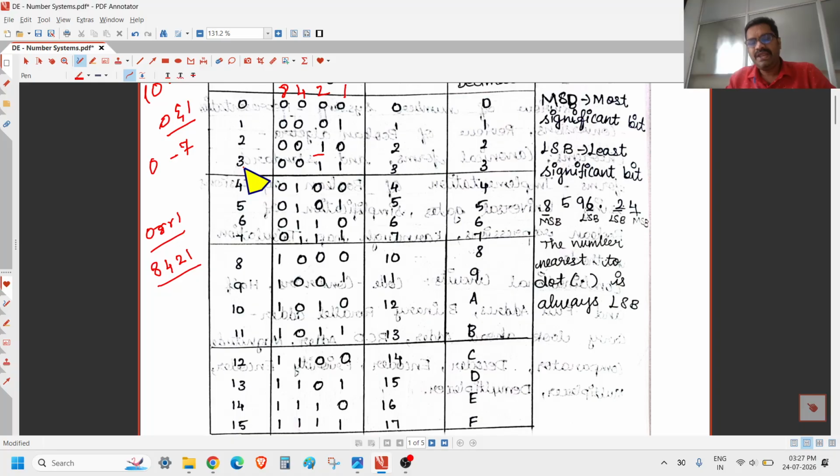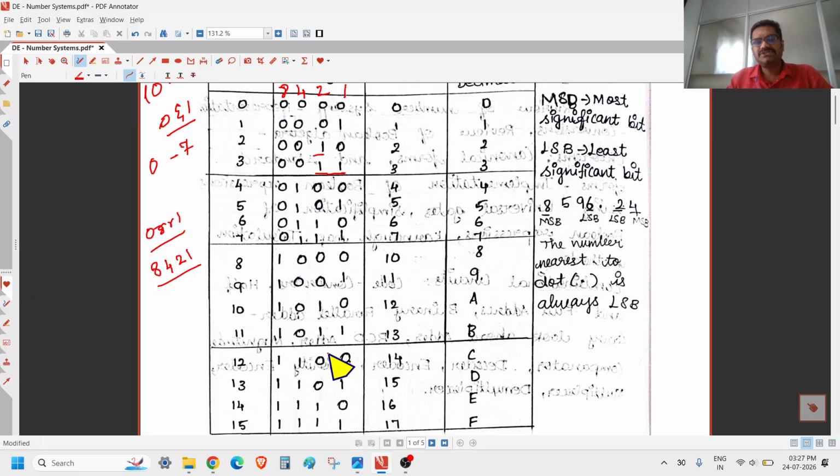The next is 3. Actually there is no 3 in the 8421, but there is a way to make it: 2 plus 1 is equal to 3. That is why here I'm mentioning 1 and 1. So 0011 means 3. Likewise you have to write the numbers.